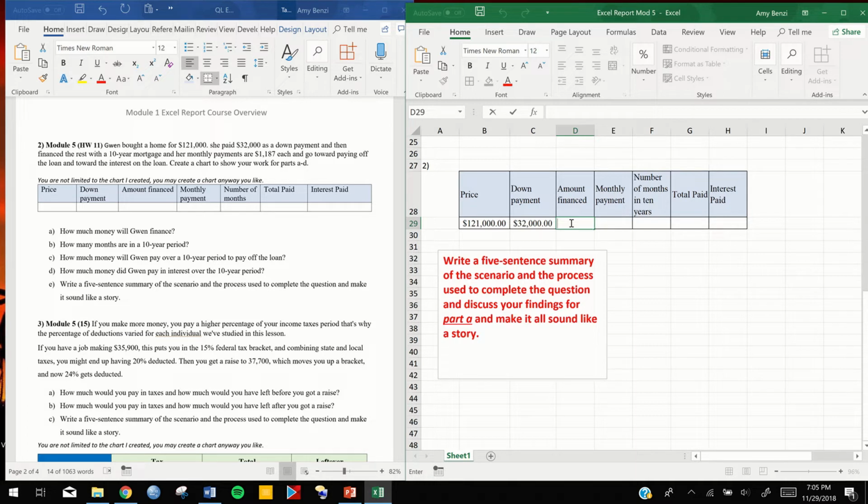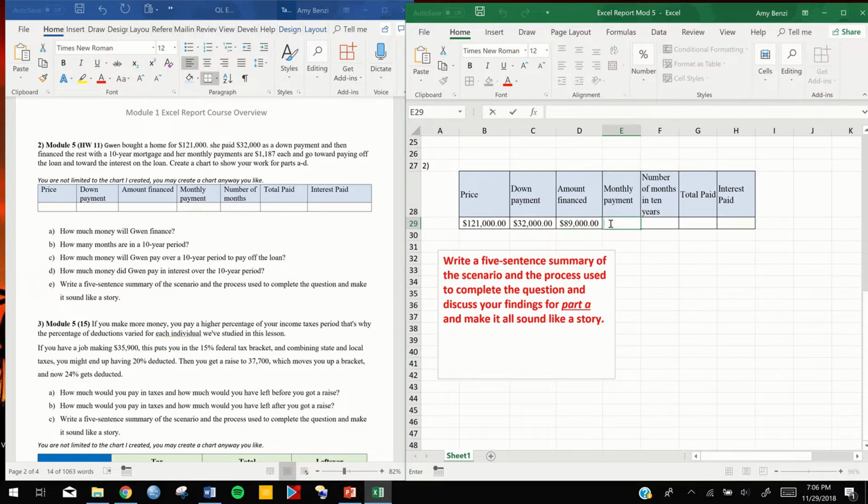The amount she financed here was what? Well, folks, what does she finance? That's how much she needs to borrow. The house cost $121,000. Does she need to borrow that? No. She's going to borrow $121,000 minus the down payment. You see how I use my fancy formulas to do that? And then we have our monthly payment amount that was given to me over here. It was 1187.